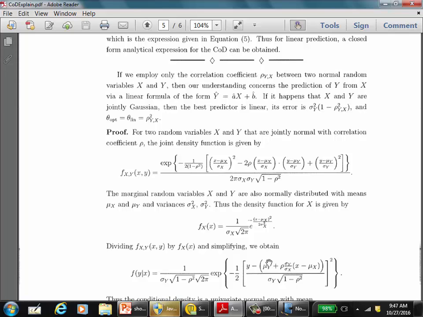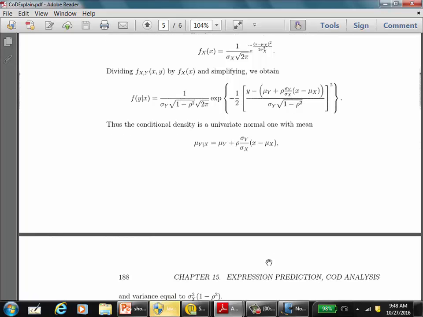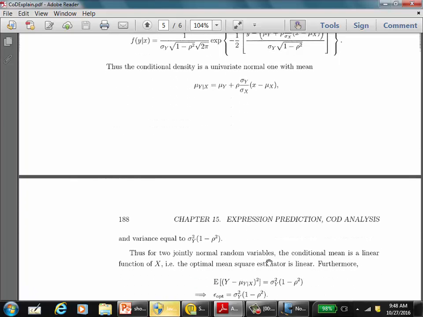So you have the conditional variance here, and you also have the expression for the conditional mean. The conditional mean of y given x is none other than this expression here, the thing that takes up the place of the mean. So based on this, you can say that the conditional density is a univariate normal one with mean given by that expression over there, and your variance given by this.